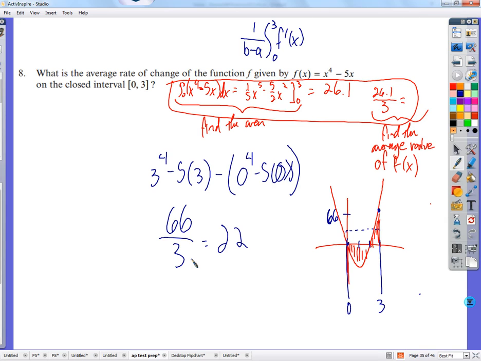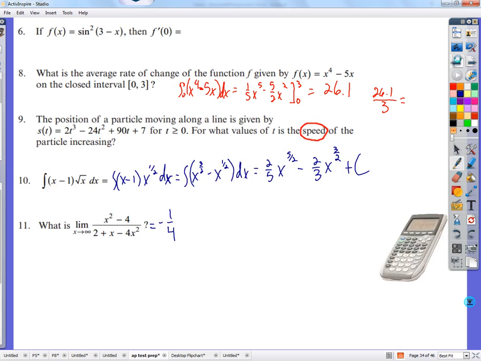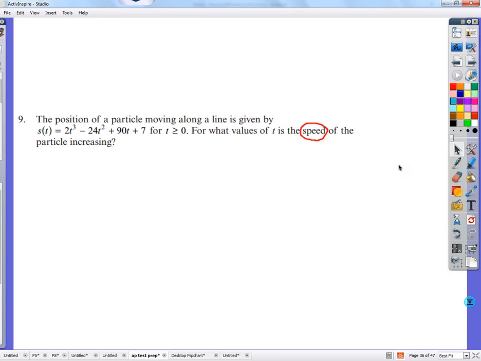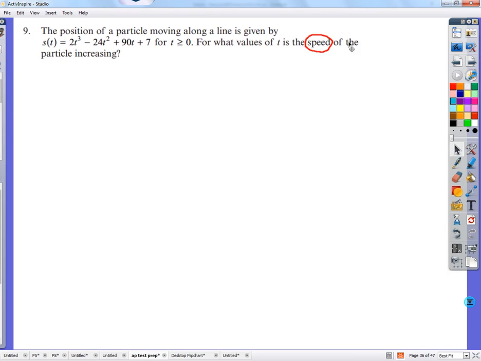Anybody else have one that's pretty straightforward? I tried 9. Position of the particle moving along, for what values is the speed of the particle increasing? Okay. So the speed, remember that the speed is whether you're moving forward or backward, it's just how big you're moving. Okay, so how did you do that?